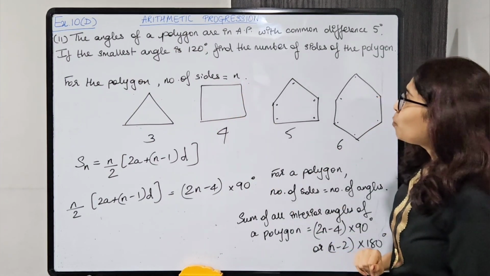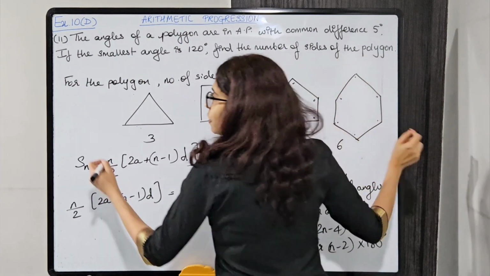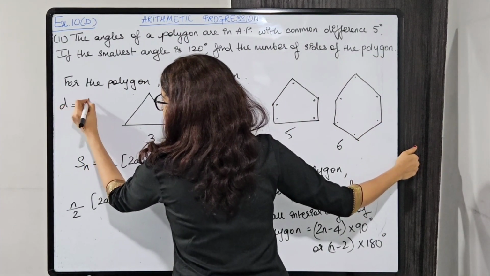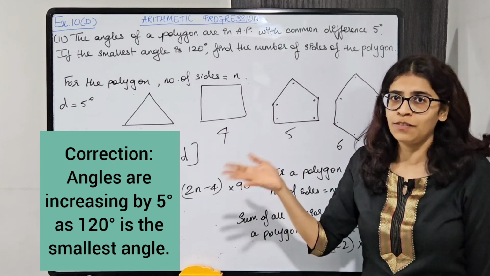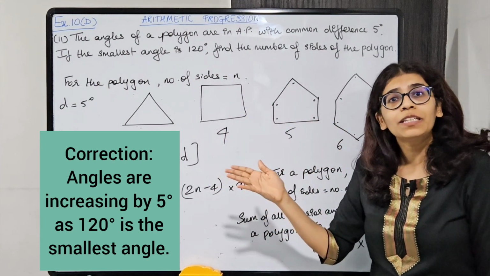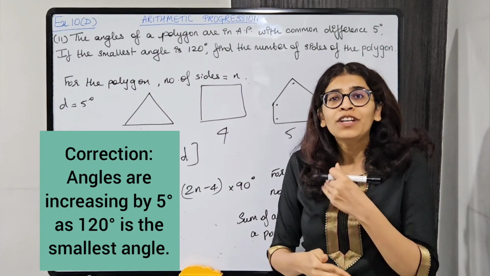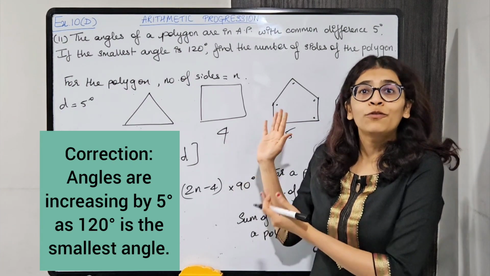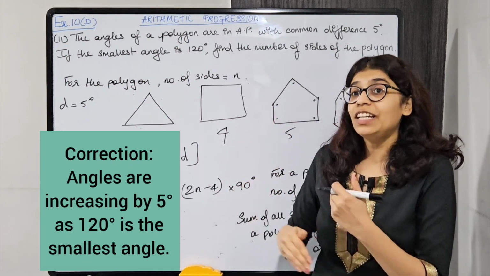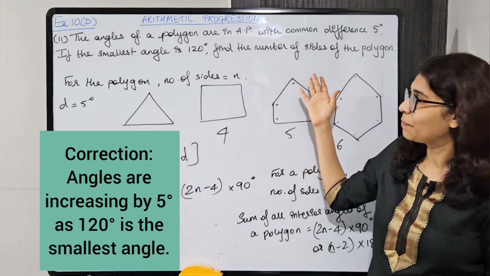So the angles of the polygon are in AP with common difference 5 degrees. So the difference between the angles is 5 degrees. Whether it is increasing or decreasing by 5 degrees, we don't know that. We also don't know how many angles or sides there are in the AP. Normally we know how many terms there are, but here we don't know the number of terms. In fact, we need to find out how many angles or sides there are.